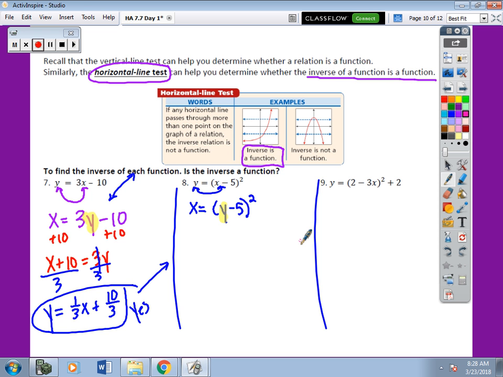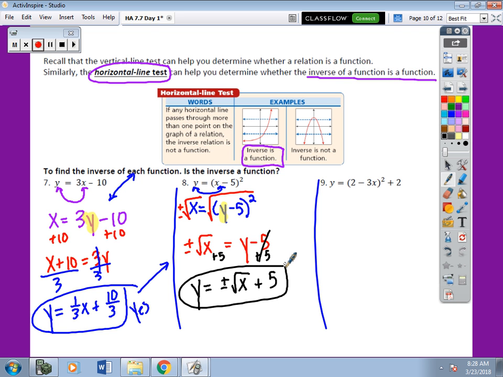Abby? Good. We're going to undo a square with a square root. As soon as we insert that symbol, we need a plus or minus. So we'll have plus or minus square root of x equals y minus 5. And then we'll add 5. Do not put the 5 under the radical. It's outside. So our final answer will be y equals plus or minus the square root of x plus 5 outside. Is that going to be a function?